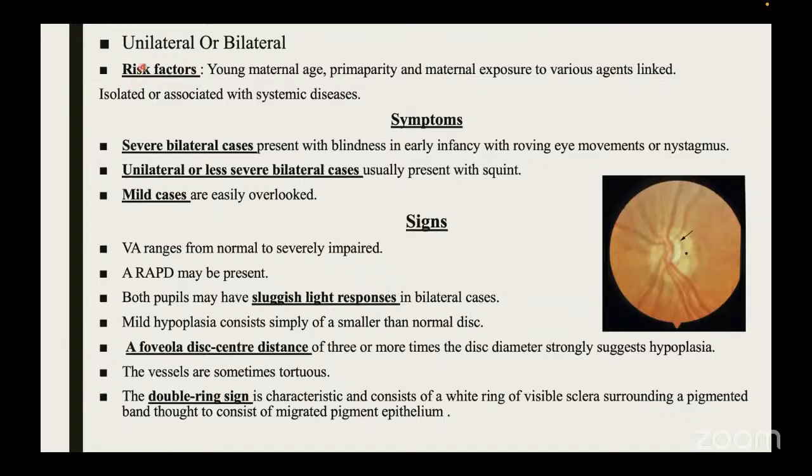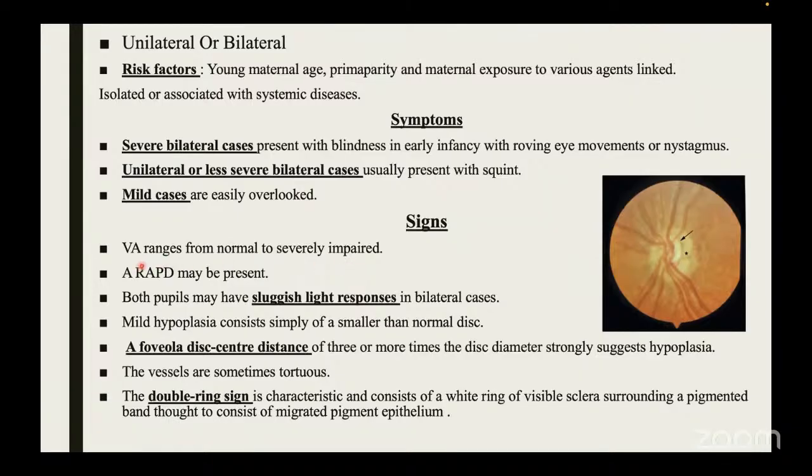So risk factors: it might be unilateral or bilateral, young maternal age, as you mentioned, primiparity, maternal exposure to various agents. It might be isolated or associated with systemic disease. Symptoms: severe bilateral cases will have blindness in early infancy with nystagmus, while unilateral or less severe bilateral cases might present with a squint, and mild cases are easily overlooked.